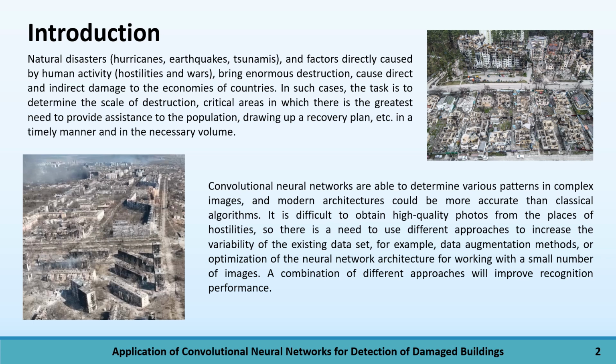Convolutional neural networks are able to determine various patterns in the complex images, and modern architecture could be more accurate than classical algorithms. It is difficult to obtain high-quality photos from the places of hostilities, so there is a need to use different approaches to increase the variability of the existing dataset. For example, use data augmentation methods or optimization of the neural network's architecture itself for working with a small number of images. A combination of different approaches will improve recognition performance.